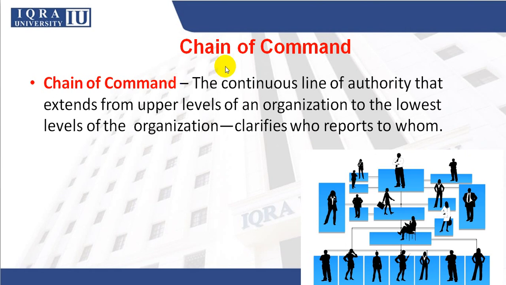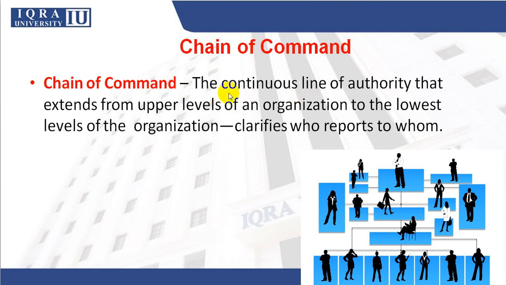Okay, so now if I talk about what is chain of command, so chain of command is simply the line of authority that shows us upper level of organization, lower level of organization, and clarifies who reports to whom. These are the keywords I have described.